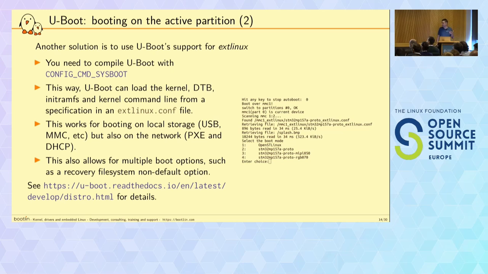And this works not only for local booting, like USB or MMC, but also through the network, like PXE boot and DHCP. So it's nice because with this extlinux option, you probably saw that, but not necessarily without knowing what implemented it. You've got a list of configurations to boot on, each one corresponding to an extlinux.conf file. So that's nice. You could have a recovery option here if you want as well. So there's a bit of documentation in U-Boot about that.